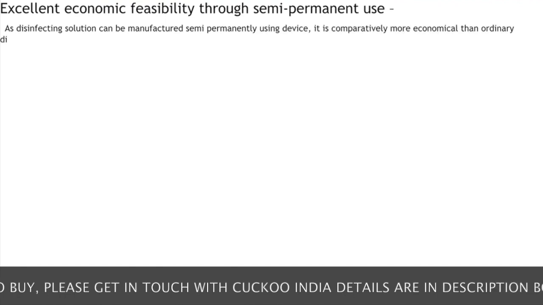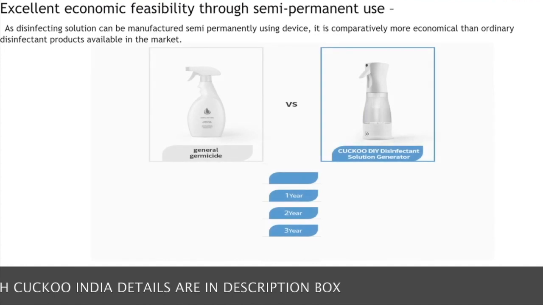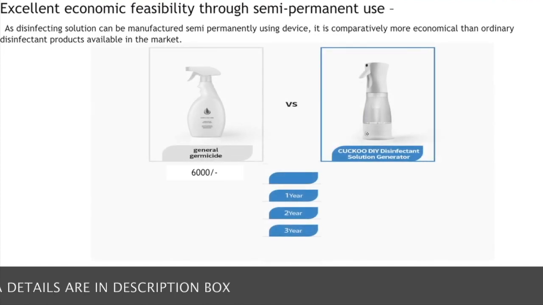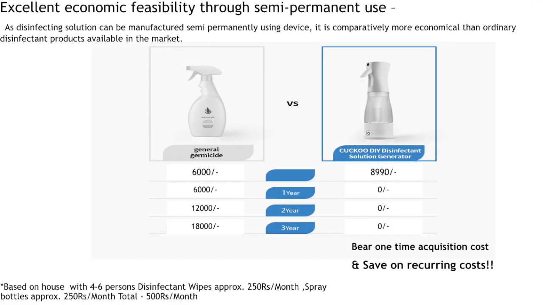As disinfecting solution can be manufactured semi-permanently using the device, it is comparatively more economical than ordinary disinfectant products available in the market. I have done a comparison based on a house with 4 to 6 persons using disinfectant wipes approx 250 rupees per month, spray bottles approx 250 rupees per month, coming to a total of 500 rupees per month. So the spend each year comes to about 6,000 rupees.